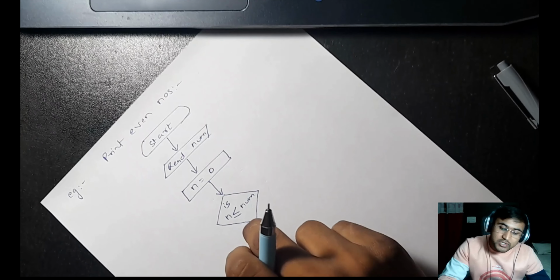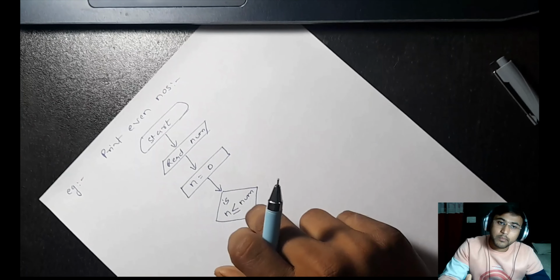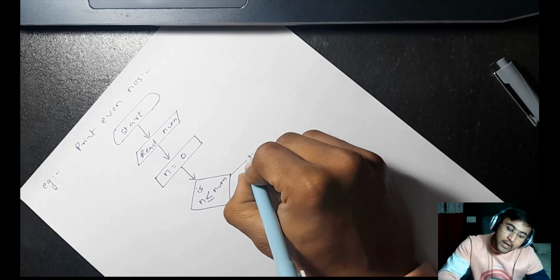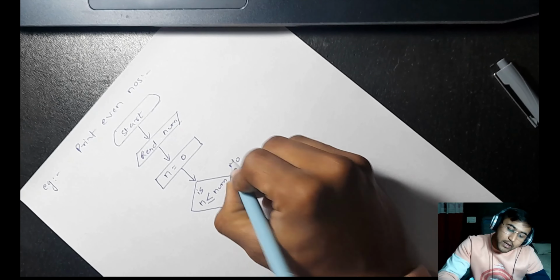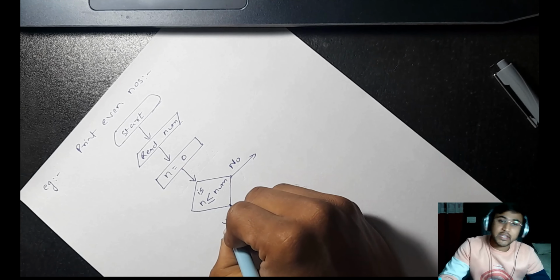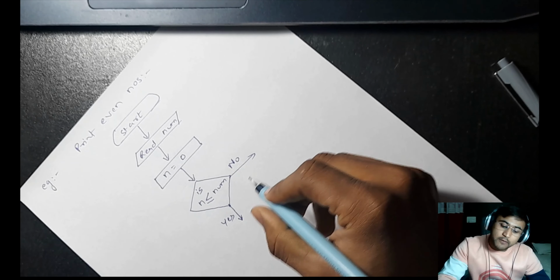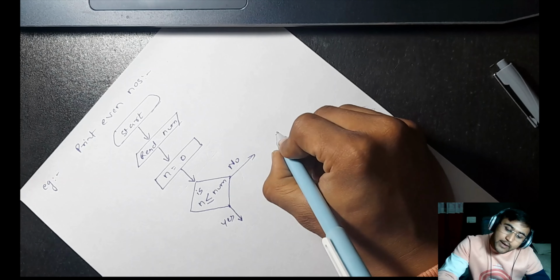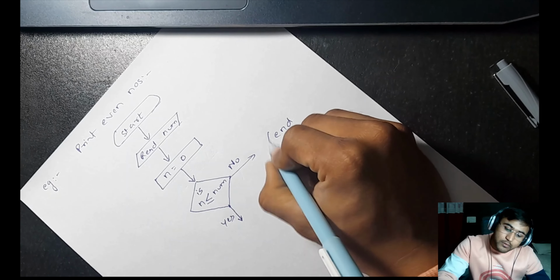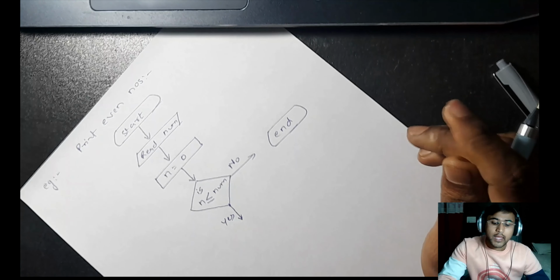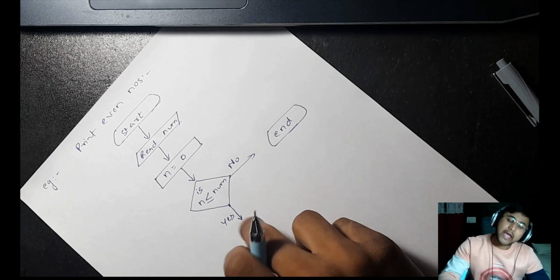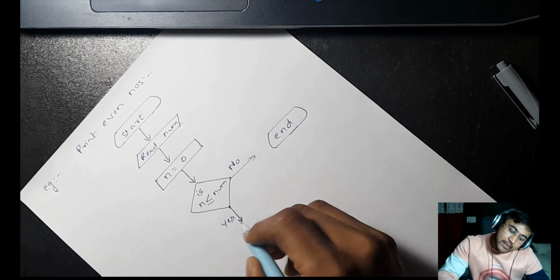What will this conditional component give us as an output? It will give either no or yes. So if it is giving me no, then I will end this flowchart. If it will give me yes, then I will check another condition.